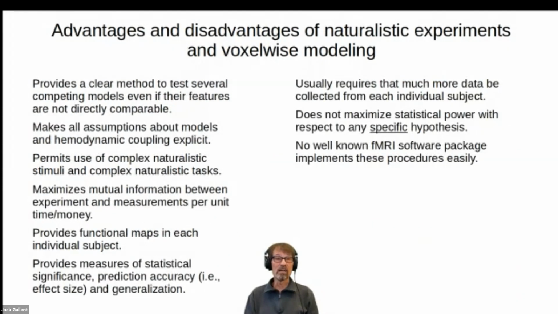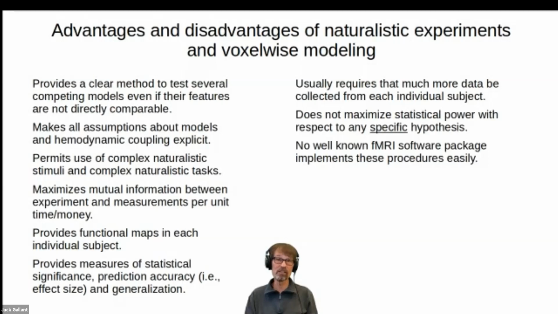So Voxelwise modeling has a lot of advantages and a few disadvantages. It provides a clear method that allows you to test several competing models, even if their feature spaces are not commensurate. It makes all the assumptions about the model and the model framework and hemodynamic coupling explicit. It permits the use of complicated natural stimuli and naturalistic tasks. It maximizes the mutual information between the experiment, which is the subject and the task and the stimulus, and your computer. What it does is it maximizes the mutual information flow through this whole experimental infrastructure per unit time and money in order to maximize efficiency.